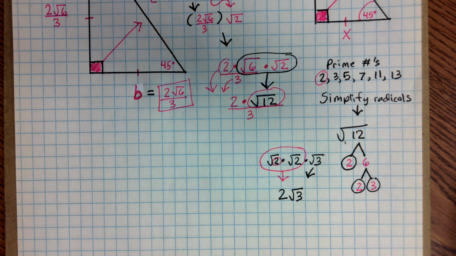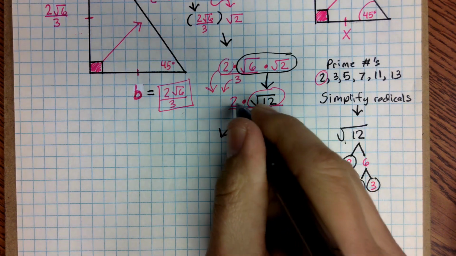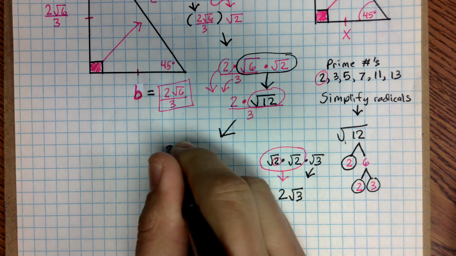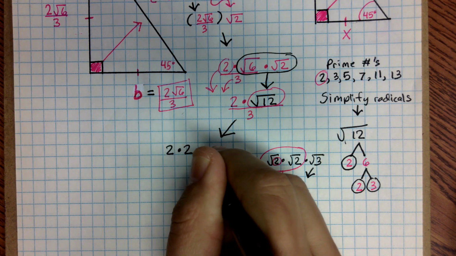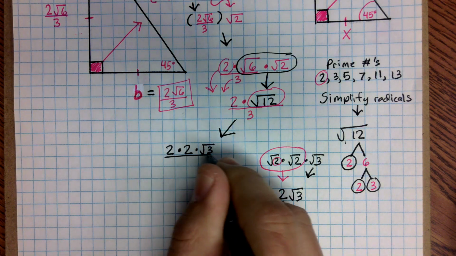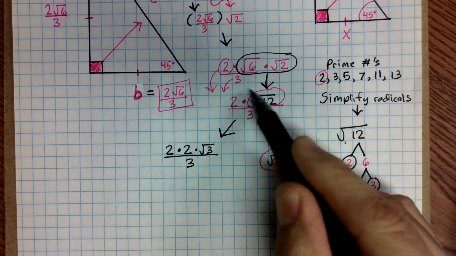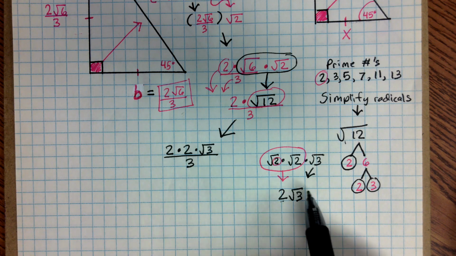Now, I know that this can't be simplified any further, and so what I'm going to do now is I'm going to use 2 square root of 3 in place of the square root of 12. So I'm going to rewrite this. Instead of 2 times square root of 12 over 3, I'm now going to write it as 2 times 2 times square root of 3 all over 3. So I basically rewrote this fraction that we got with a 2 and a 2 and a square root of 3. And that's because we simplified this radical here.